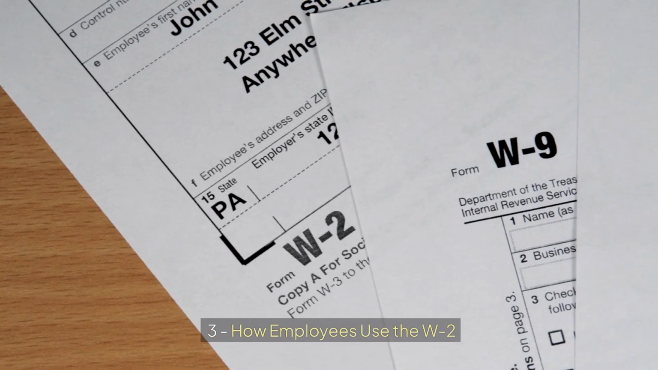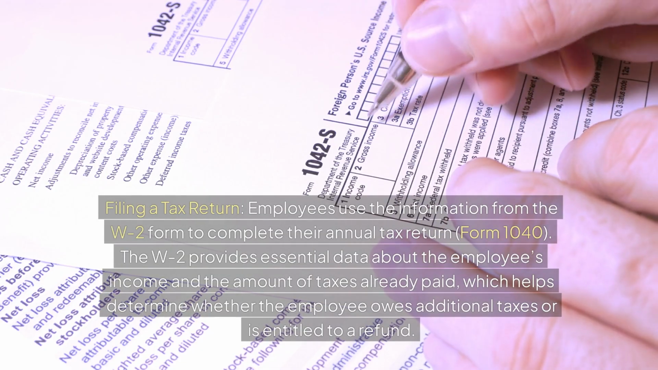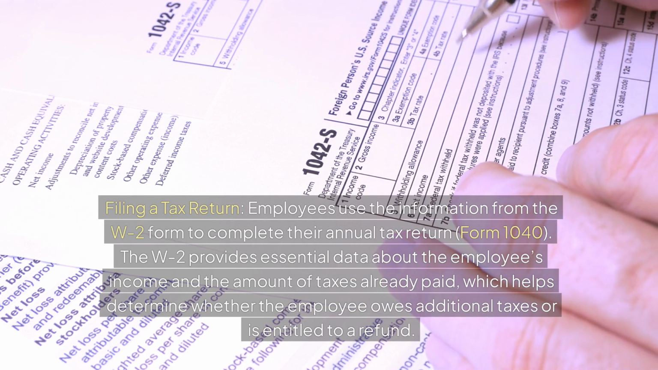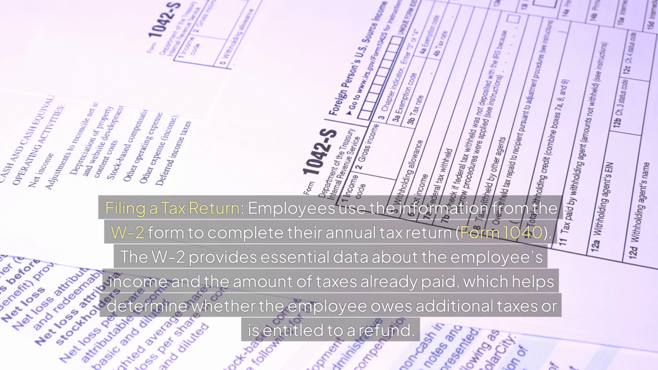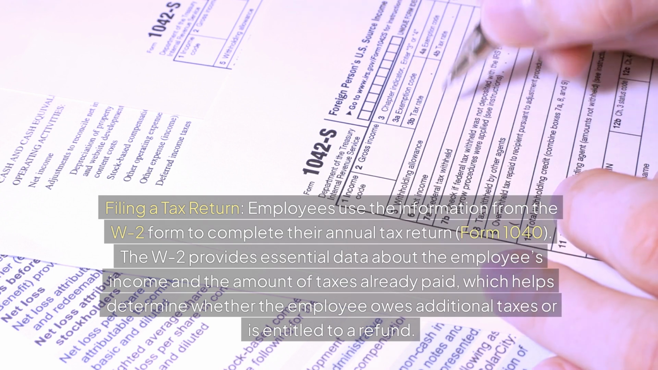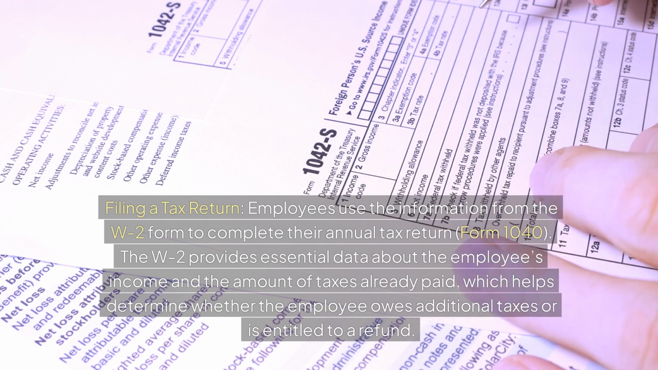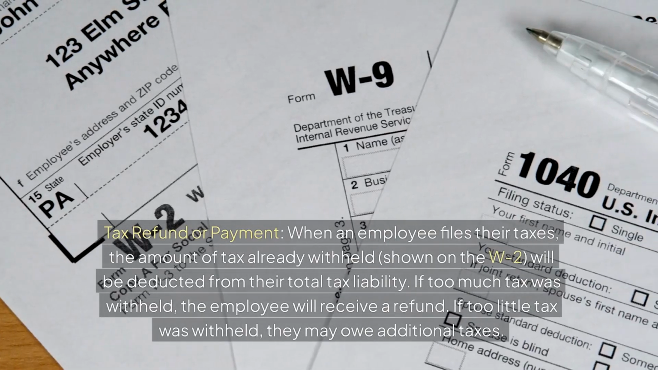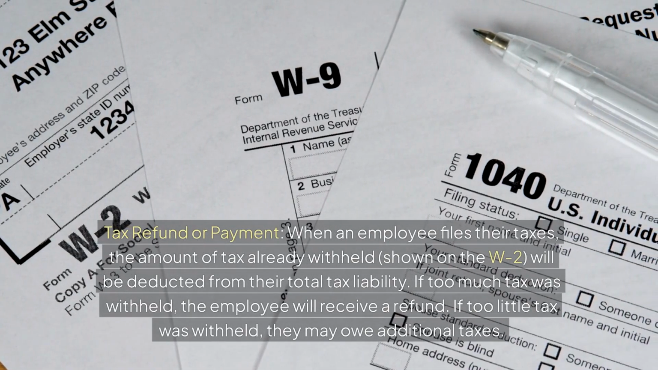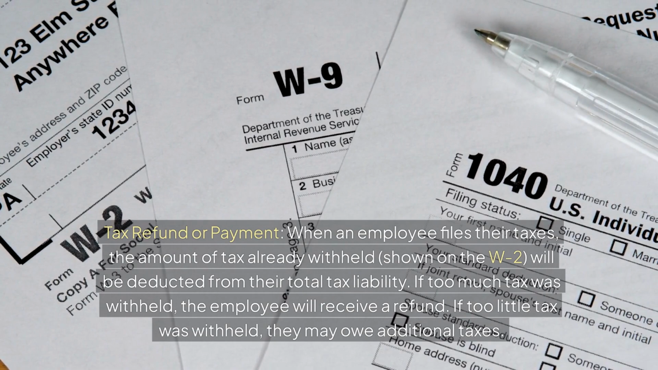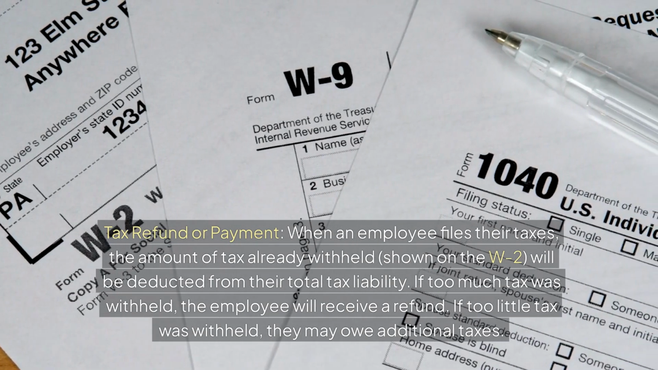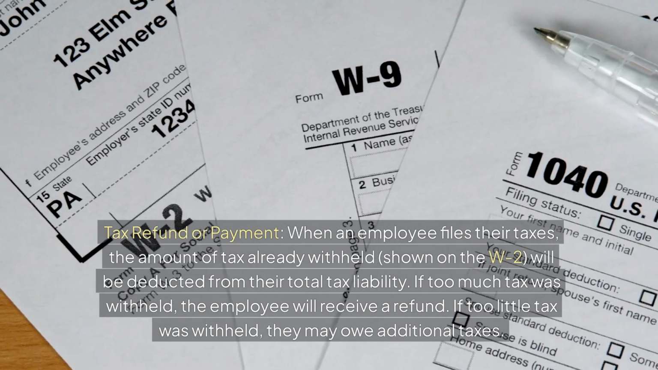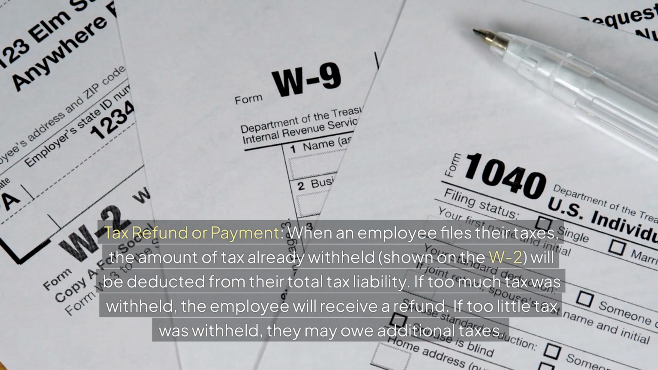3. How employees use the W-2. Filing a tax return. Employees use the information from the W-2 form to complete their annual tax return, Form 1040. The W-2 provides essential data about the employee's income and the amount of taxes already paid, which helps determine whether the employee owes additional taxes or is entitled to a refund. When an employee files their taxes, the amount of tax already withheld, shown on the W-2, will be deducted from their total tax liability. If too much tax was withheld, the employee will receive a refund. If too little tax was withheld, they may owe additional taxes.